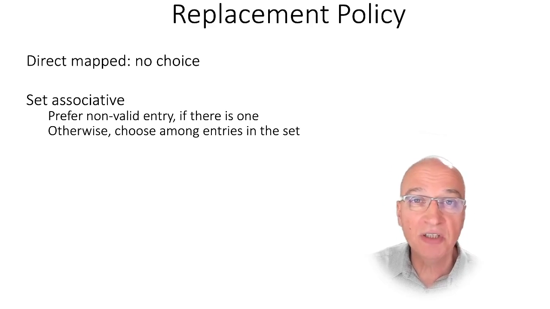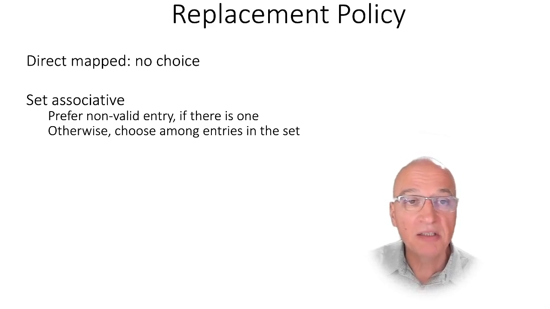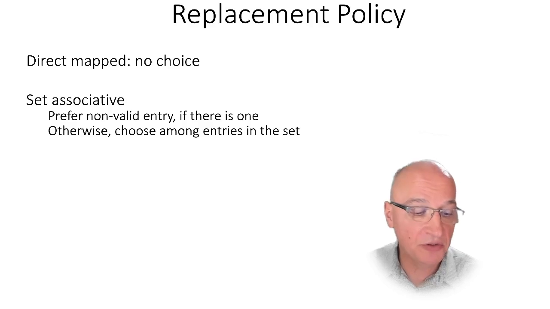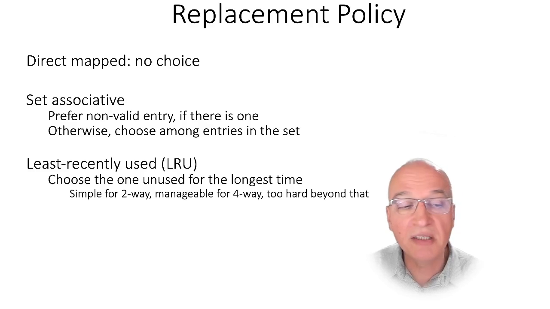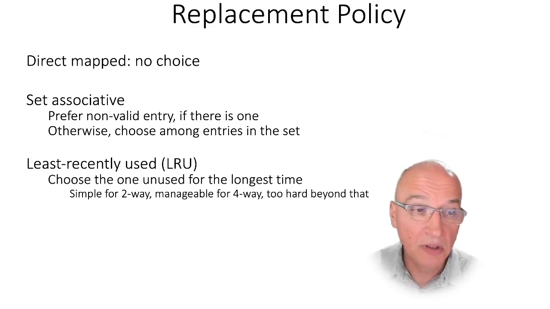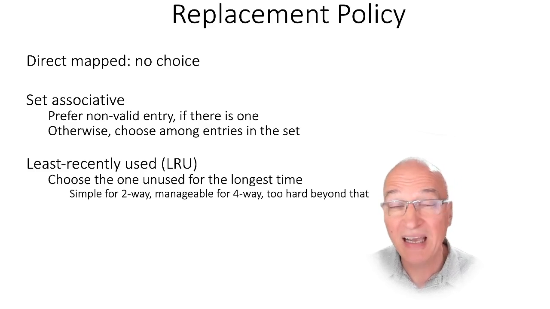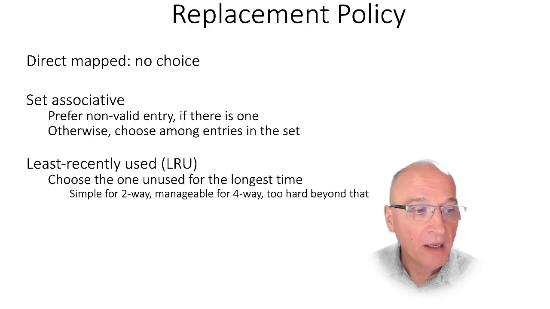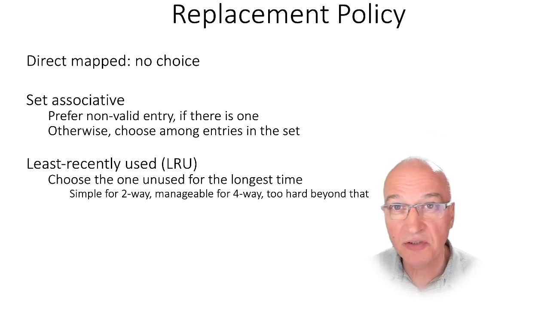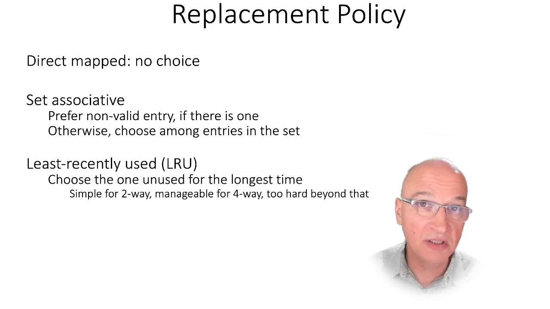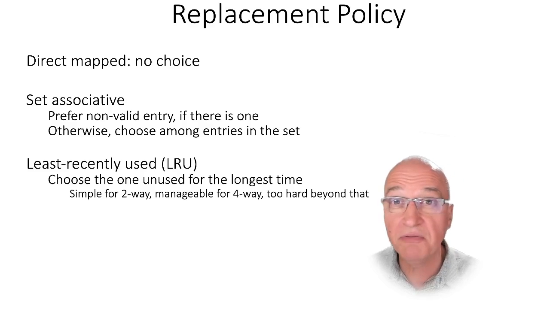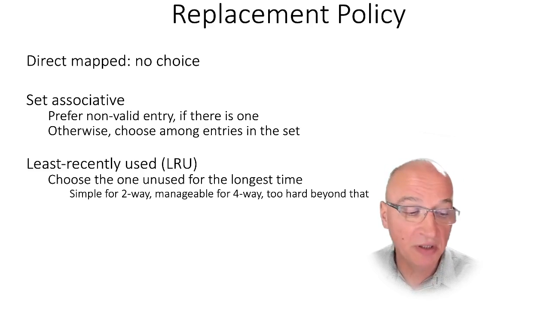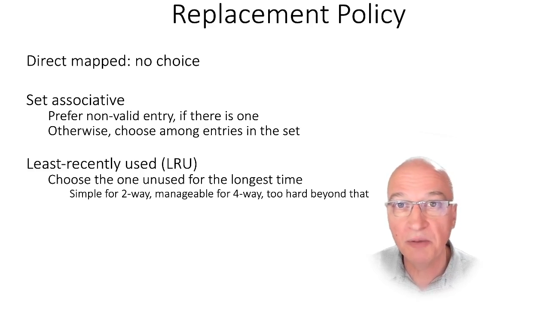We know that the best choice is the least recently used, but for higher associativity, we're going to use an approximation for the least recently used. The least recently used will choose the one that was used the longest time ago, or has not been used for the longest time. It's very simple for a two-way set associative cache. All you need is a single least recently used bit. It's manageable for a four-way set associative cache. It's too hard beyond that, and then we're going to use approximations.